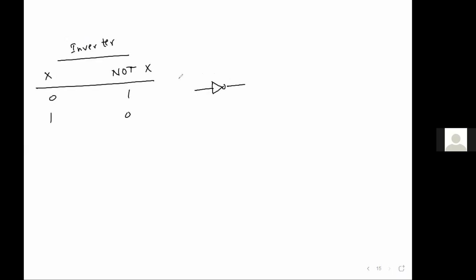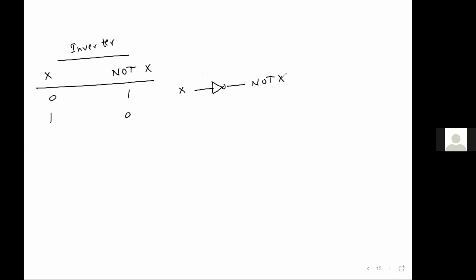So normally the name we use is inverter or logical inverter. You have a single input in this case and the symbol is not X. So very easy. If you have got a 0, I get a 1, and if I have got a 1, I get a 0. Symbol is also very simple. This is your X and this is your not X.